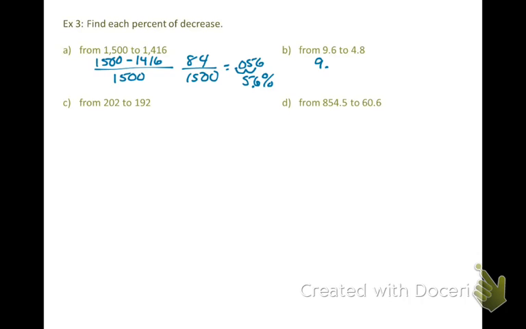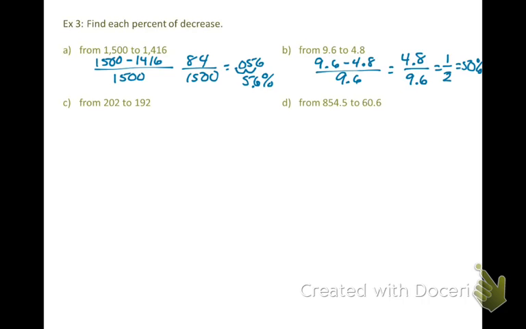B. So it's 9.6 minus 4.8 over 9.6, and that would be 4.8 over 9.6. I know the answer to this one. 50%, or 1/2.